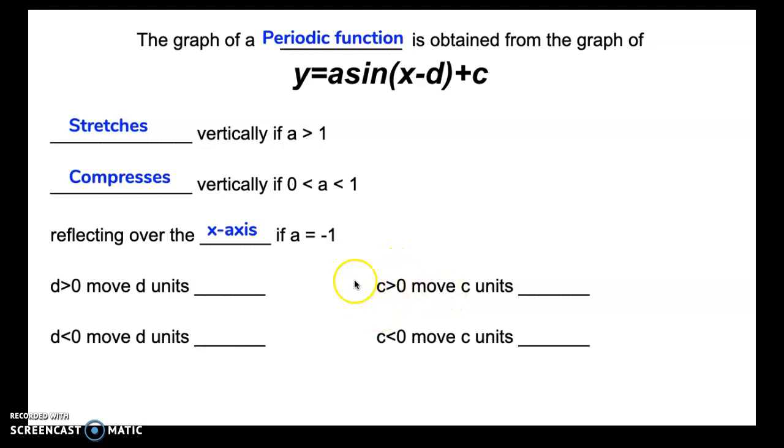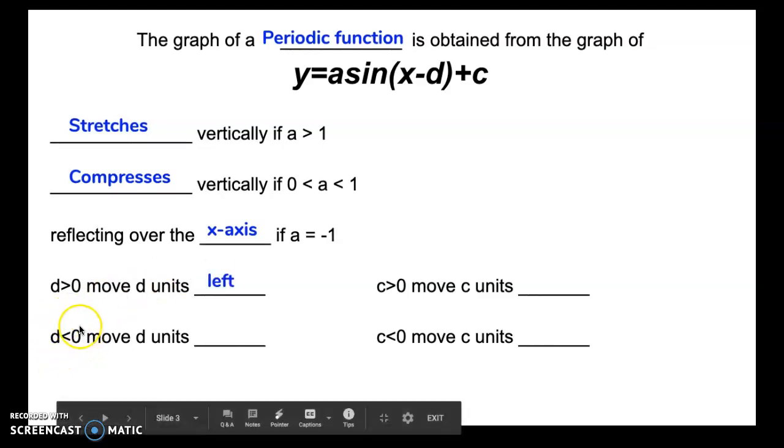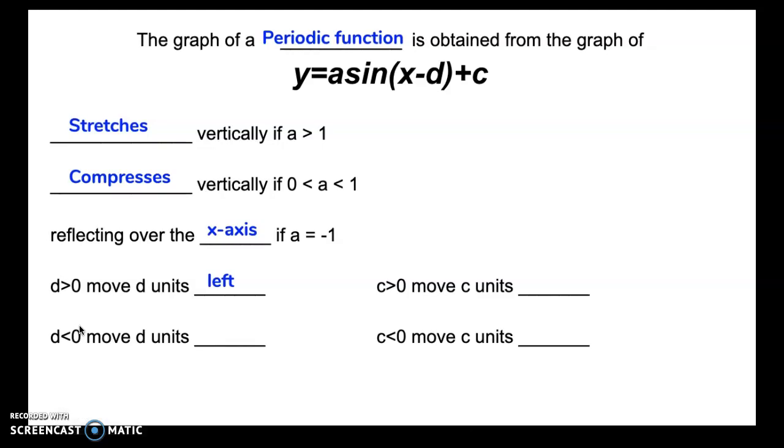D and C perform exactly like H and K did with quadratics. So if we have a positive number in for D, it would look like x minus 3, for example. And because we're subtracting off of the x value, we're going to move to the left. Okay, if we put in a negative number, so negative 10, for example, it would become x minus negative 10, so that becomes x plus 10. So if this looks like x plus 10, we're going to move to the right. Okay?